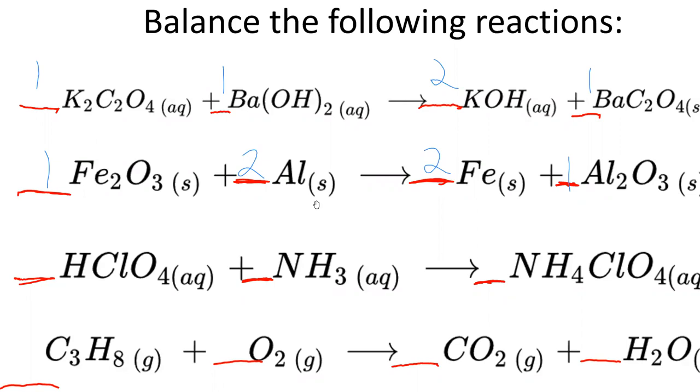All right, how about the next one? What do we do for perchloric acid and NH3, which is ammonia? It's making ammonium perchlorate.